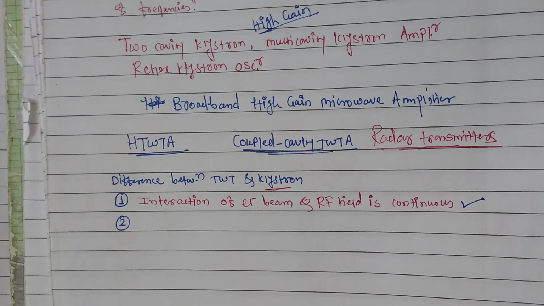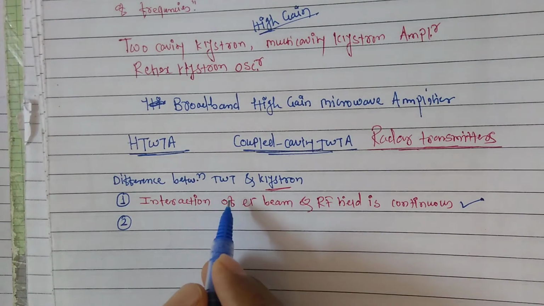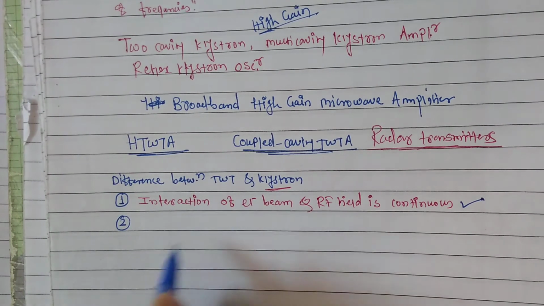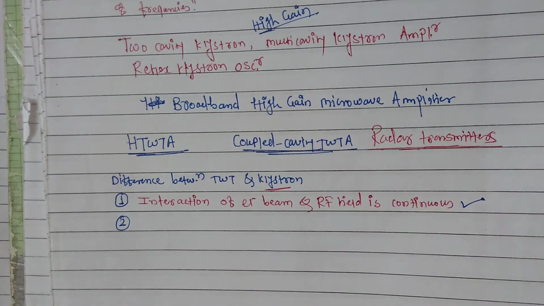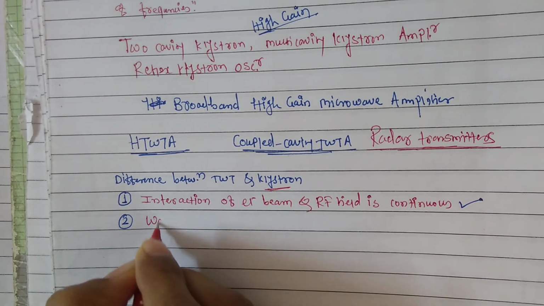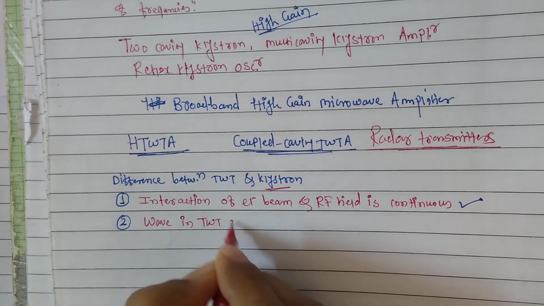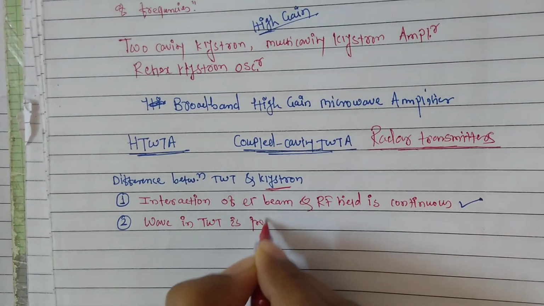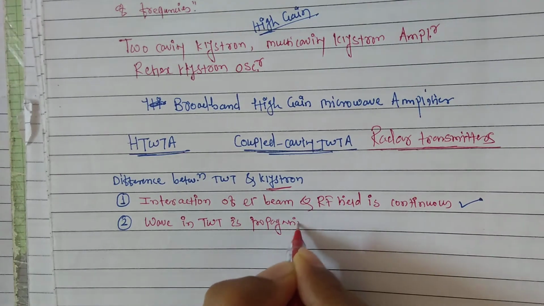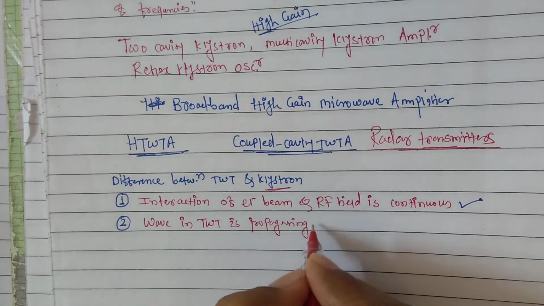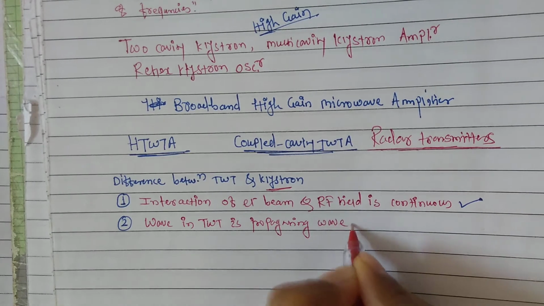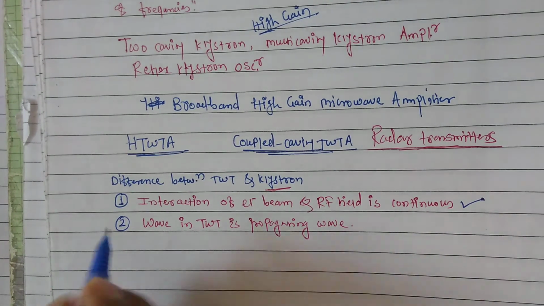The other important point in relation to TWT and klystron is that the wave in a TWT is a propagating wave. The wave in traveling wave tube amplifiers is a propagating wave, but in the case of klystrons, it is not a propagating wave. It is present in the cavity only.